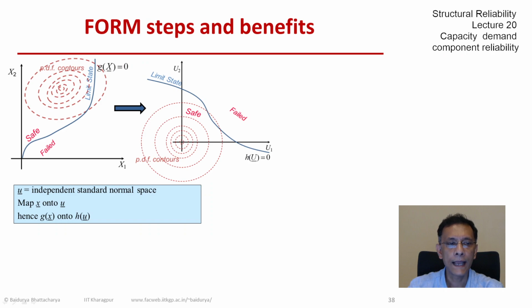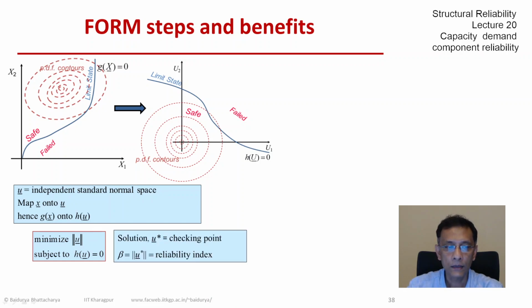Now, let's recap what we have discussed so far. So we map X onto U and G onto H. We minimize the distance from the origin to H equals 0, and that solution is known as the checking point, the maximum likelihood point, also called the design point, and we'll come to that later why it's called the design point. And that minimum distance is the reliability index, so that the failure probability is approximately phi of minus beta, phi being the normal CDF.